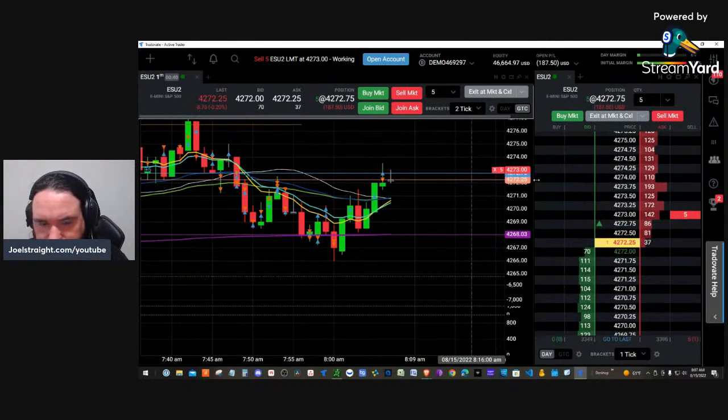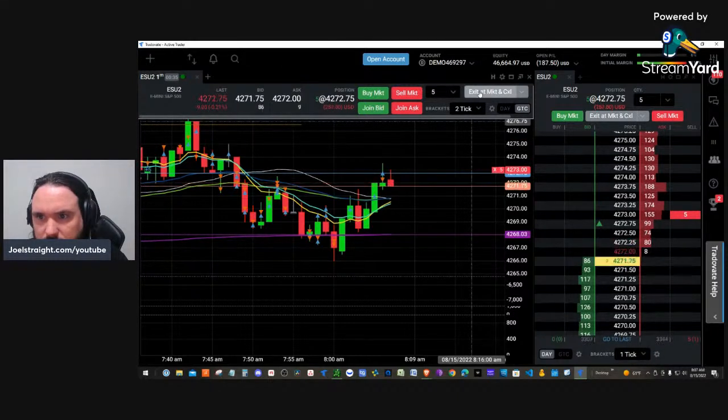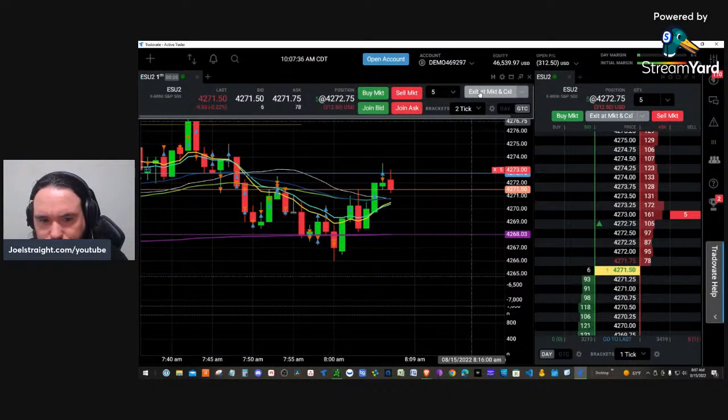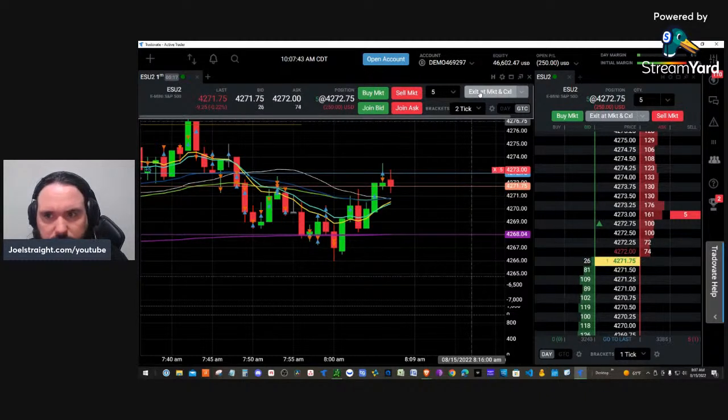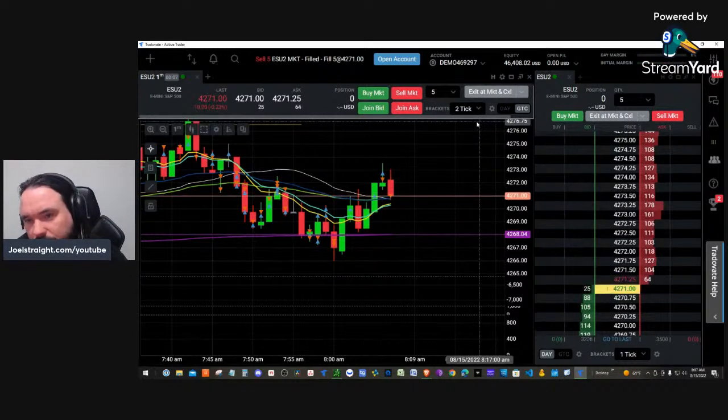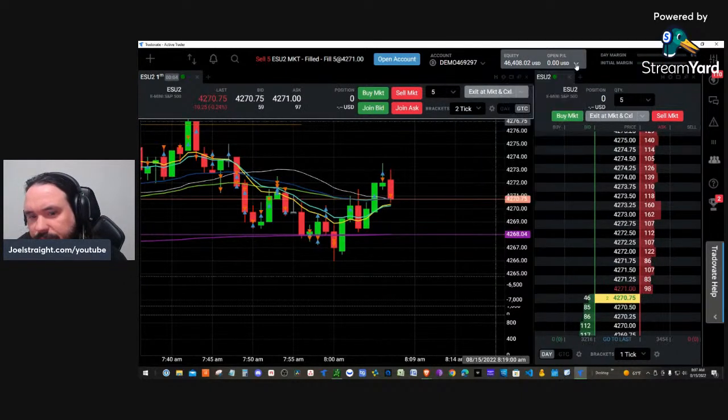Switching to 1 tick. Could have got that 1 tick one. Two, 3 greens. Wow. Order filled. Had to cut that one. Cut it down towards the bottom.